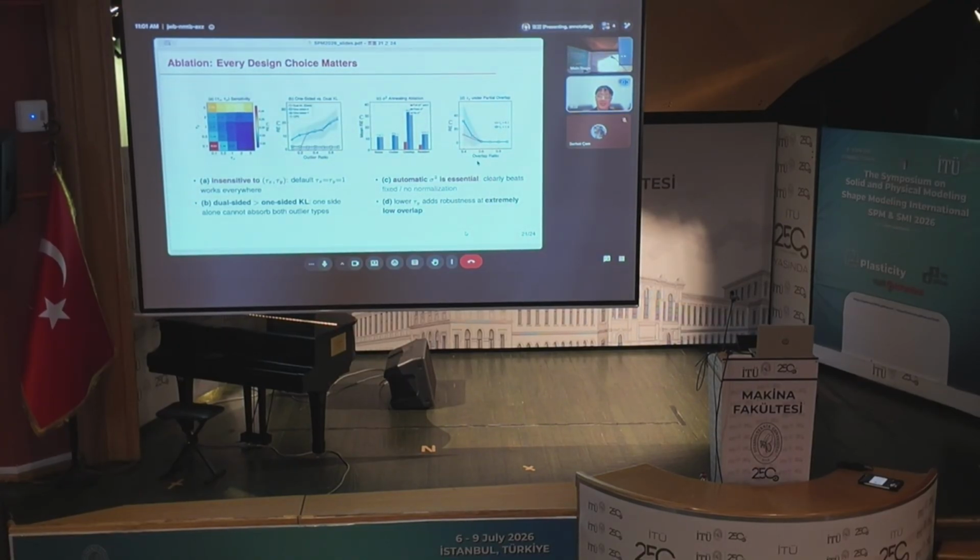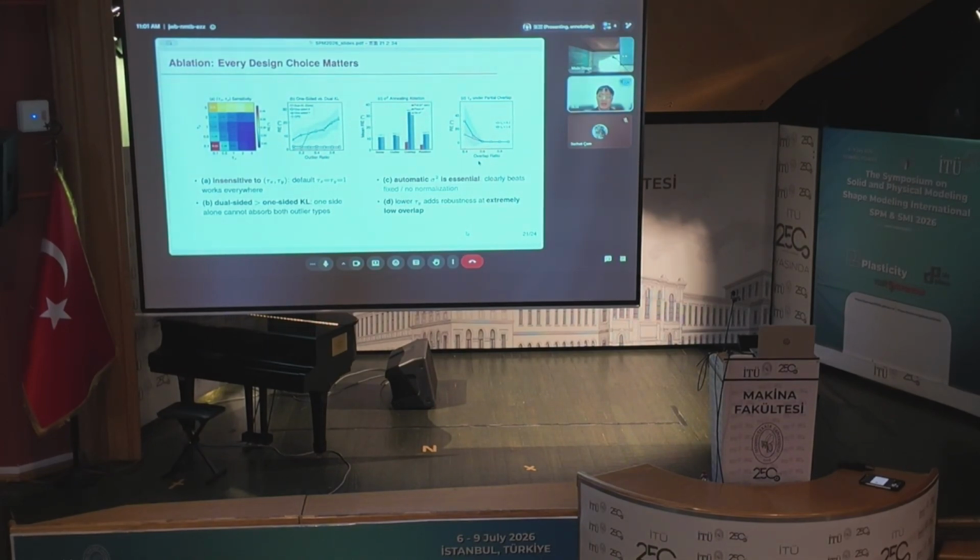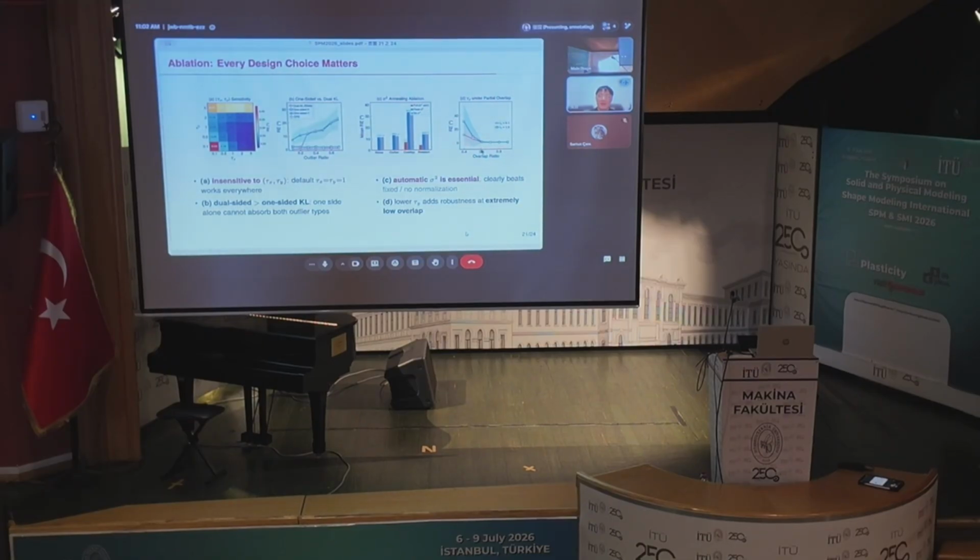And in the part D, we show that if tau y equals 1 or another value, the result will be different. The result shows that when the overlap is more than 60%, it's true and there is no difference. And when the overlap is low, we can choose tau y equal 0.1, which will be better.